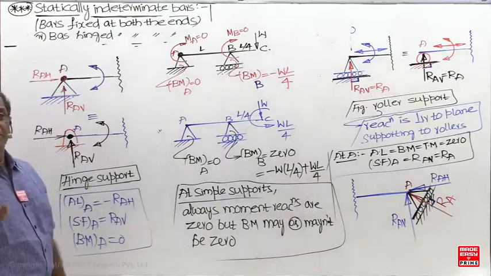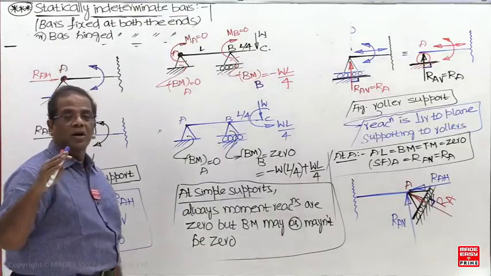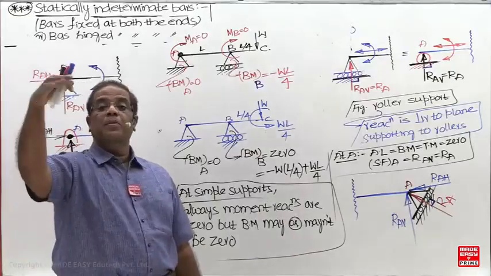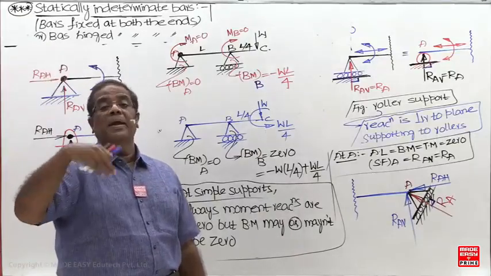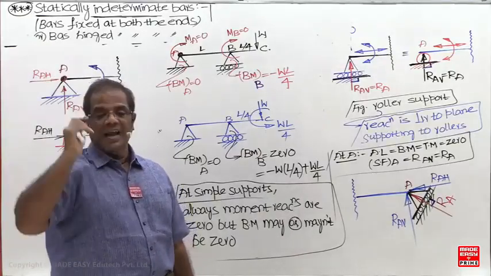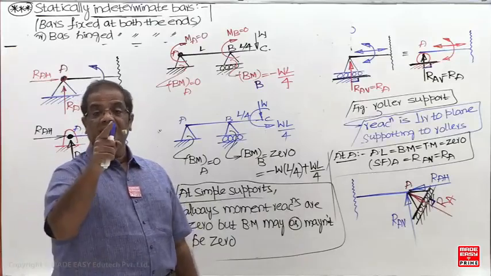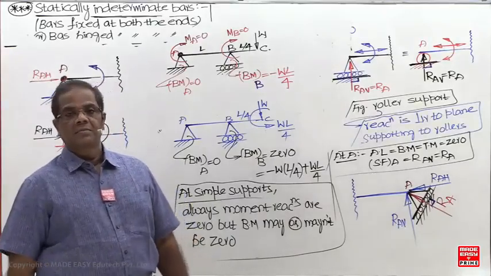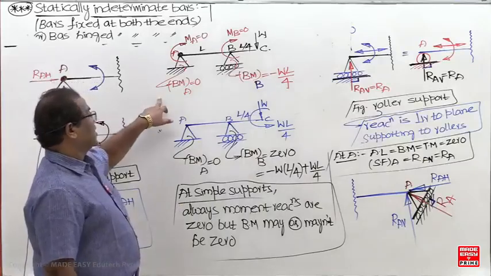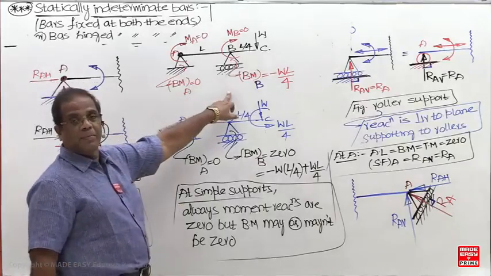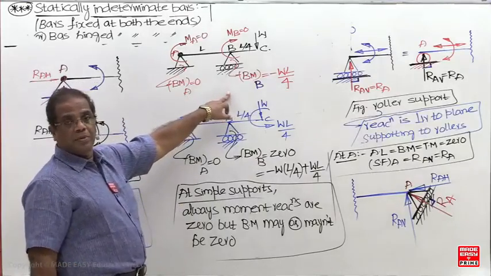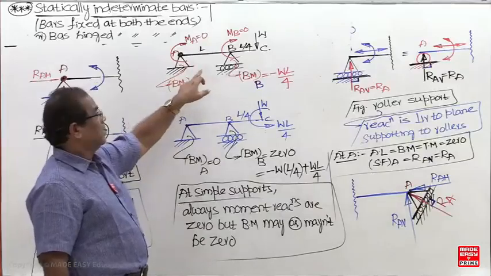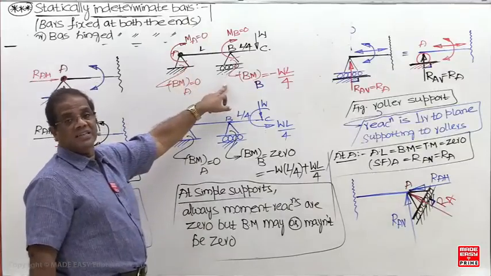But what do most students and textbooks mention? In lower standard textbooks, they say simple support bending moment is 0. Simple support bending moment may or may not be 0, but moment reactions are 0. That statement is correct at a simply supported end. This is called a simply supported end. This is also a simple support, both are simple supports only. But this is provided at the extreme end, and this is not provided at the extreme end.